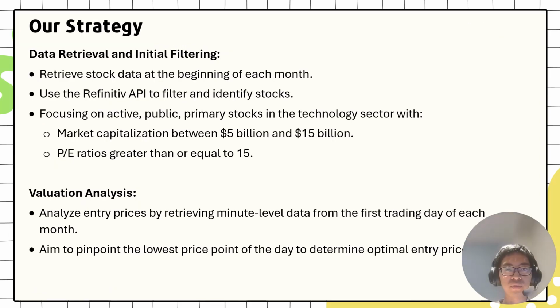Now let's move to the first part, how we get the data and how we filter them. At the beginning of each month in the period, we use a refined API to get the data, and at the same time, we set up some filter conditions focusing on active, public, and primary stocks in the technology sector with a market capitalization between $5 and $15 billion, and PE ratios greater than or equal to 15 at that period.